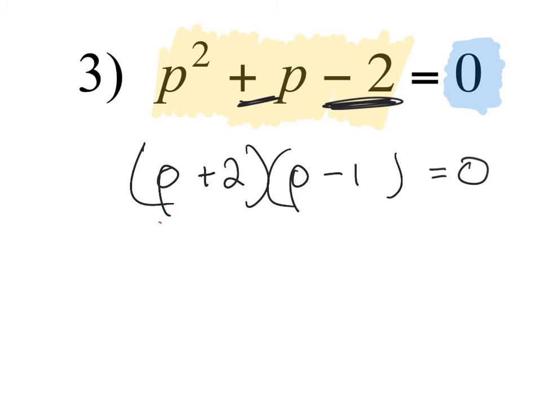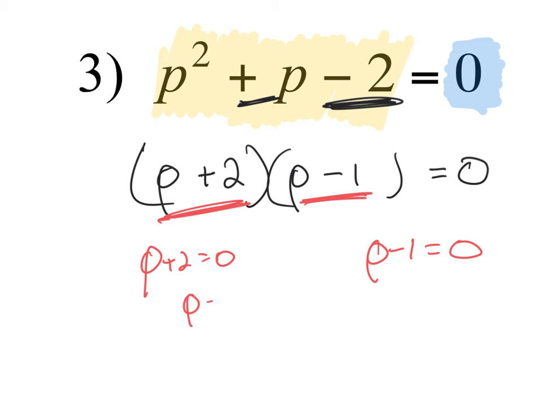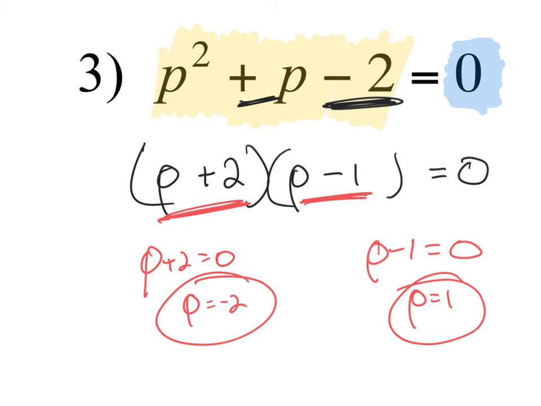Now we got it down to this group. If it equals 0, we got 0. If this group equals 0, we got 0. So p equals negative 2. There's a possible. P equals 1. There's another possible. All right, let's move on.